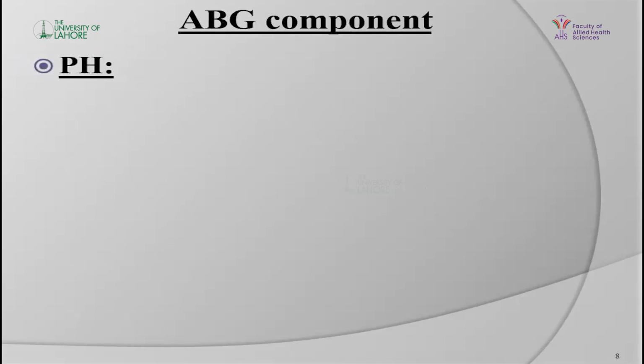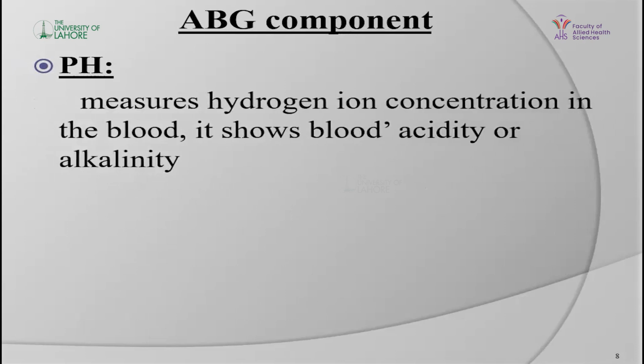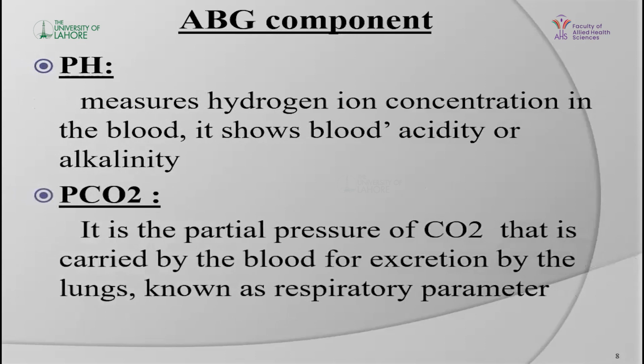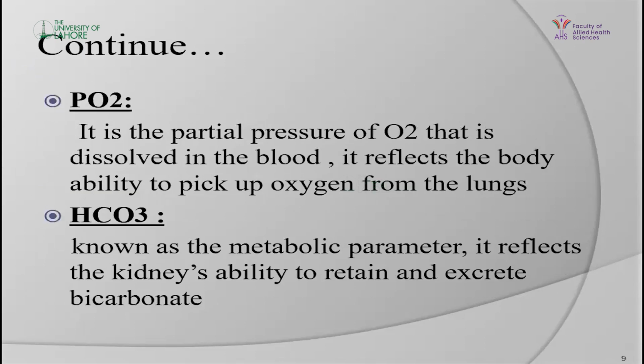The components of ABGs are pH, PCO2, PO2 and saturation, SpO2. So what is pH? pH measures hydrogen ion concentration in the blood. It shows blood acidity or alkalinity. Next, PCO2. PCO2 is the partial pressure of carbon dioxide that is carried by the blood for excretion by the lungs. It is known as the respiratory parameter.